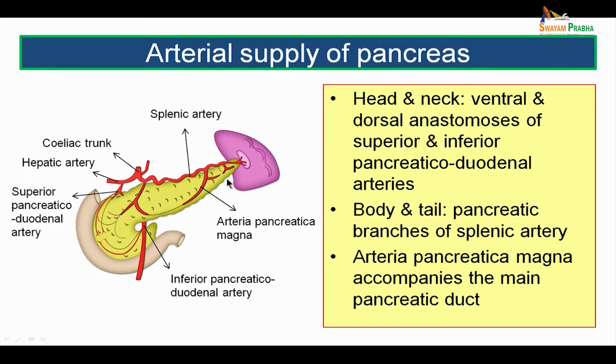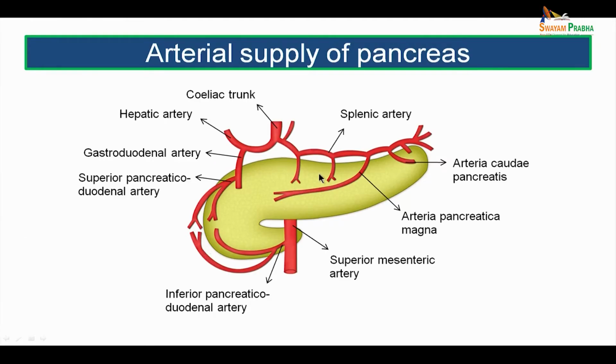The body and the tail receive arterial supply from the branches coming from the splenic artery, and one such large branch is called the arteria pancreatica magna. Similarly, there is a branch coming specifically to supply the tail of the pancreas from the splenic artery, which is known as the arteria caudae pancreatis.